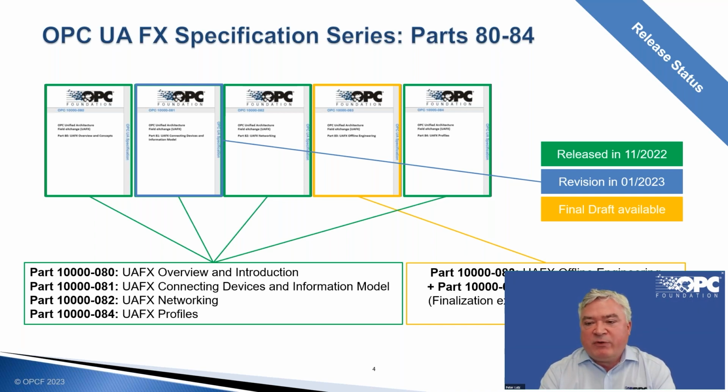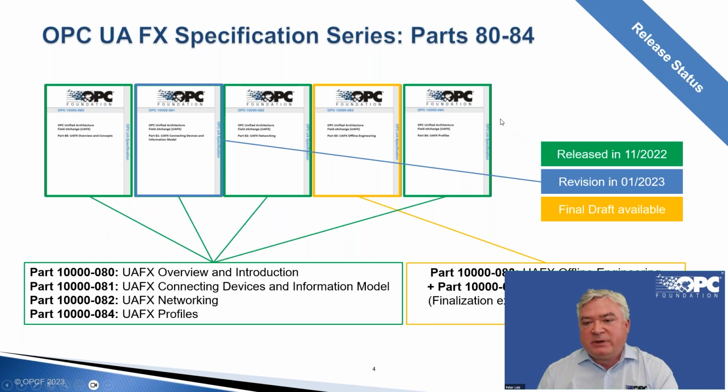We even did a revision of part 81, which is probably one of the key parts, as it describes the information model and also the connectivity between different controllers. There we did a revision in January this year, and there is still one specification marked in yellow color. This is where we have, in the meantime, finalized a final draft. But at the moment, we still have to develop some conformance units that will be included in part 84.